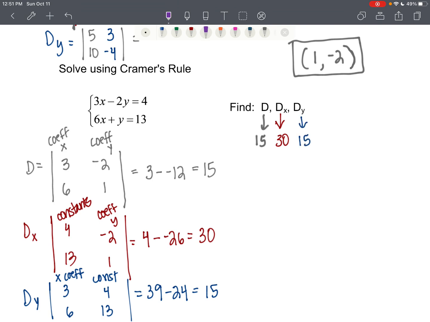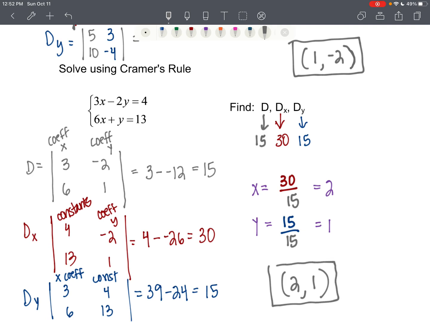So what does that mean? I'm going to write our answer in purple. Our x is going to equal 2, and that comes from 30 over 15. And our answer for y is going to equal 1, and that comes from the determinant of y, which is 15, over the determinant of 15. 15 over 15 is 1. So our answer is 2, 1.